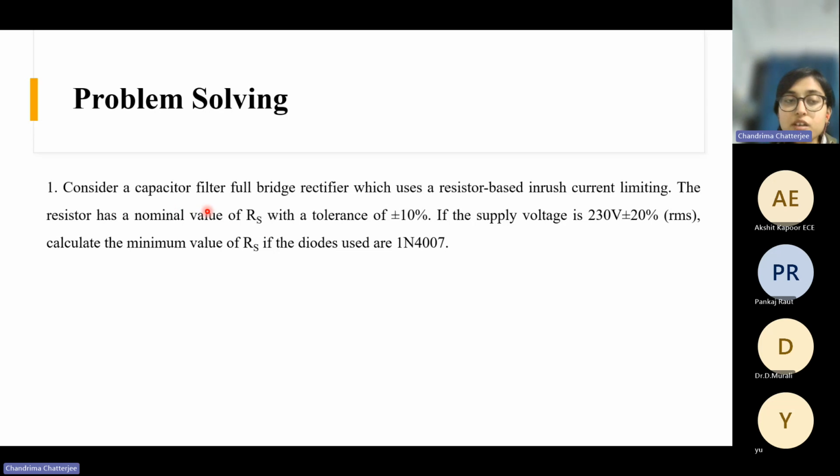The first problem is: consider a capacitor filter full bridge rectifier which uses resistor-based inrush current limiting. The resistor has a nominal value of RS with a tolerance of plus minus 10%. Supply voltage is 230 volt. It also has a range of plus minus 20%. Calculate the minimum value of RS if the diode used is this. So you need to refer to the datasheet of 1N4007 for calculating the value of RS.